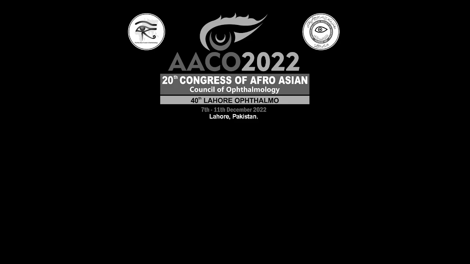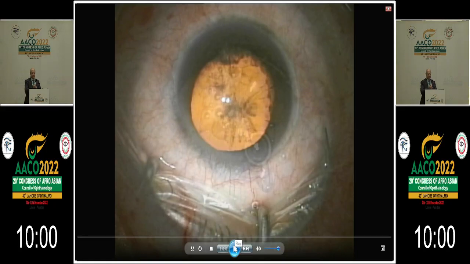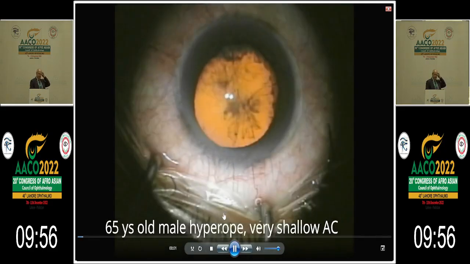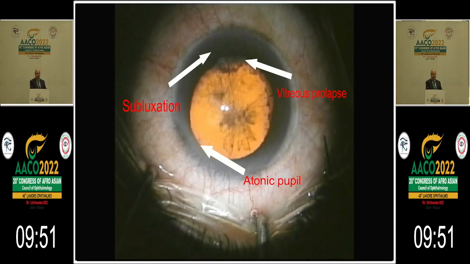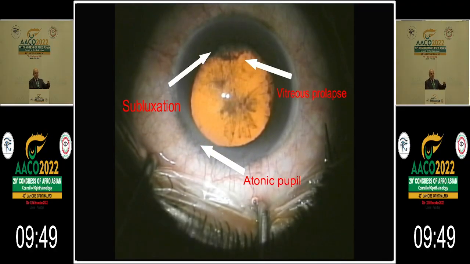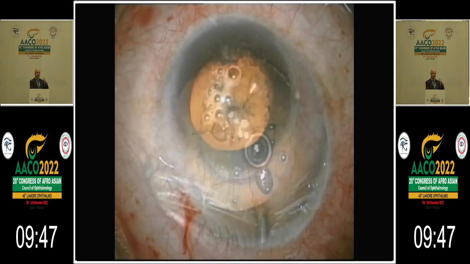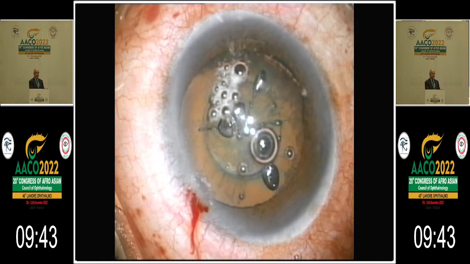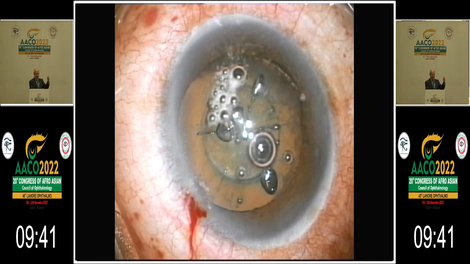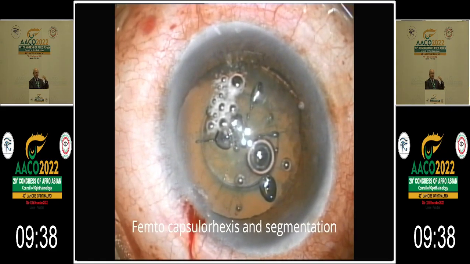This is just to show you in subluxation how we can use the femto laser and how possible. This is an old hypermetrope. He received trauma. This was traumatic subluxation. There is vitreous prolapse, subluxation, and the pupil is atonic. So you have to address each problem alone. First, you have to tackle the vitreous that is prolapsing, then the cataract.